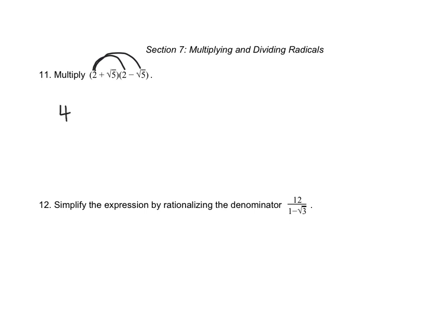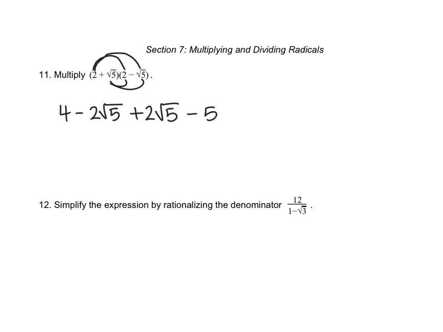So 2 times 2 is 4. 2 times negative radical 5 is -2 radical 5. Then we do the same thing. Square root 5 times 2 is 2 square root 5. And then a positive square root 5 times a negative square root 5 is just -5.